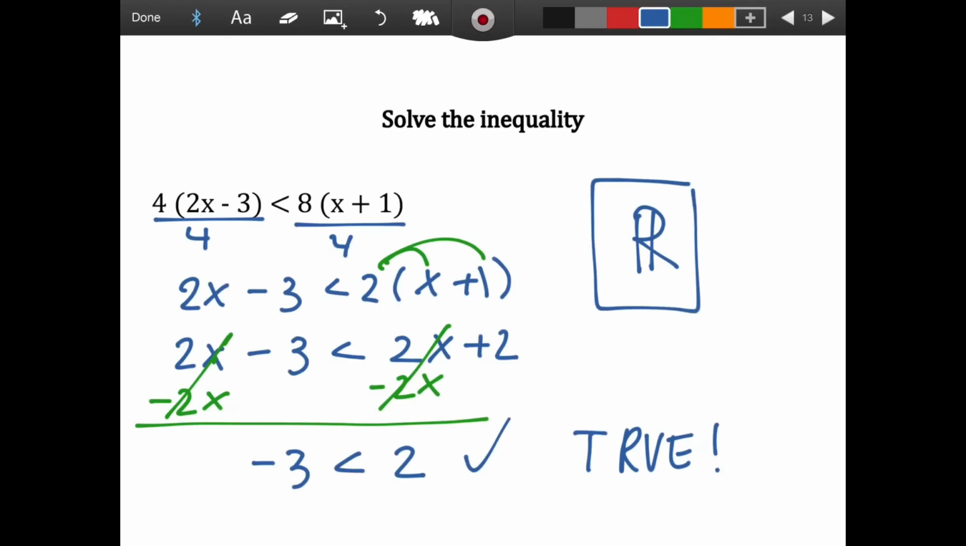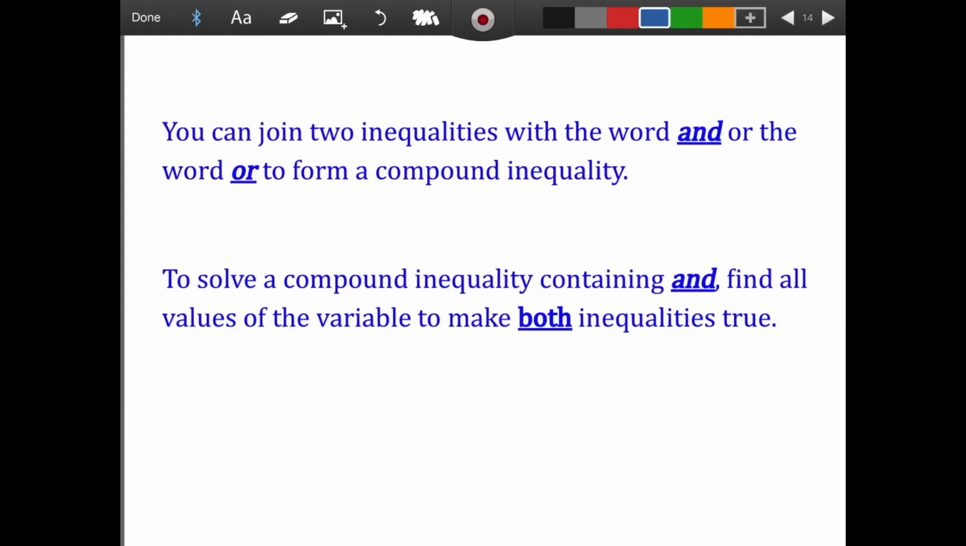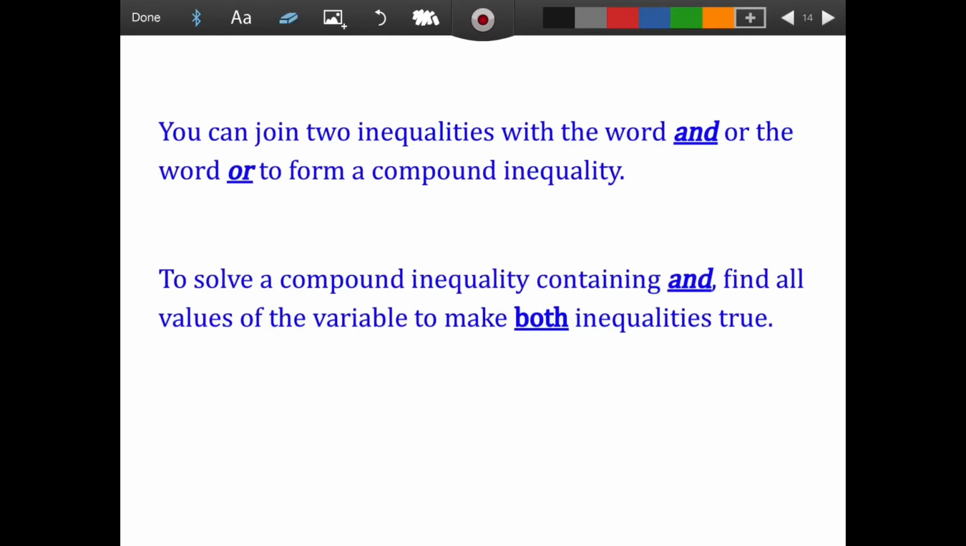So next we're going to talk about compound inequalities. You can join two inequalities with the word and or the word or to form a compound inequality. To solve a compound inequality containing and, find all the values of the variable to make both inequalities true. So we have an and an or inequality.